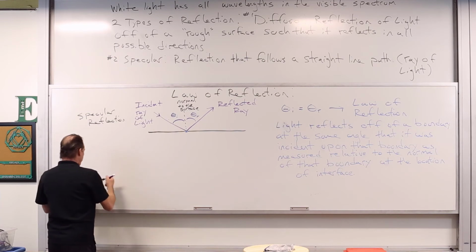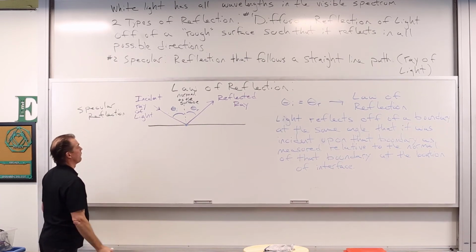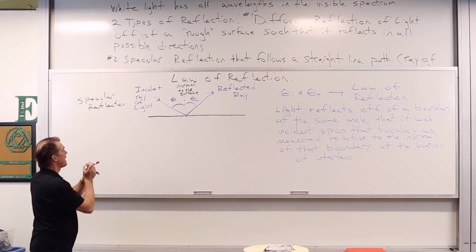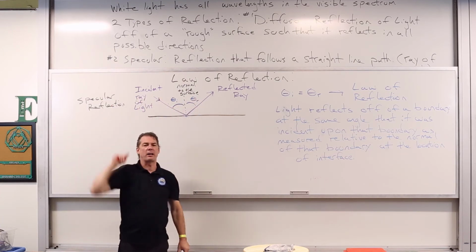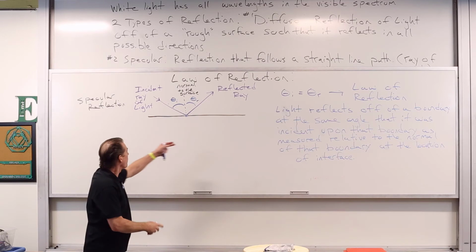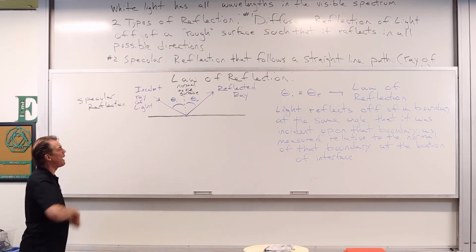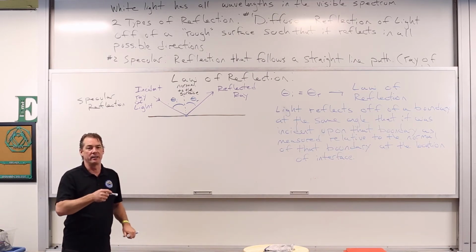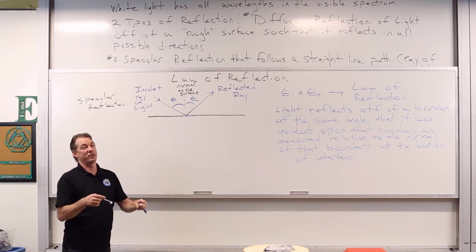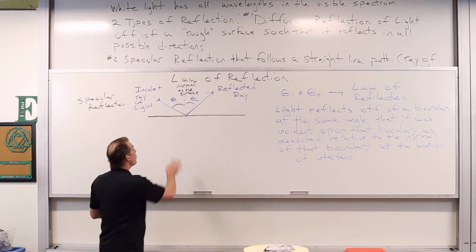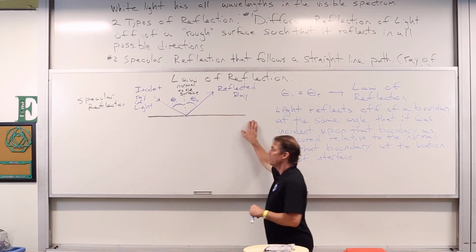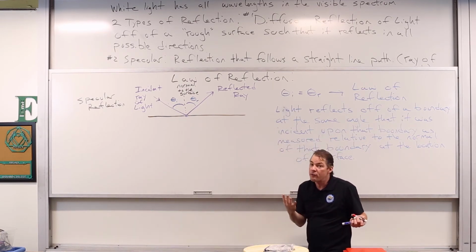So what happens when we've got diffuse reflection? Well, diffuse reflection, we're saying that this ray comes in and then it reflects off in all directions. How can it reflect off in all directions and still obey the law of reflection? Well, we'll come down to the surface. What does the surface look like? Is the surface really smooth like this, or like a silvered mirror surface?